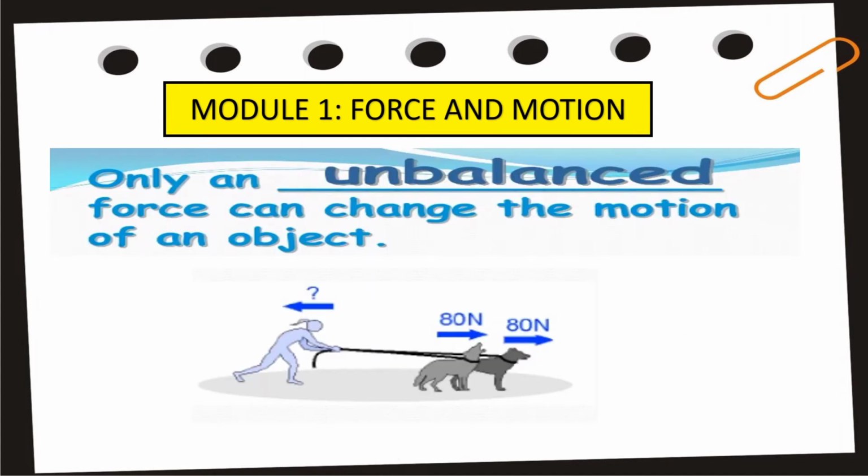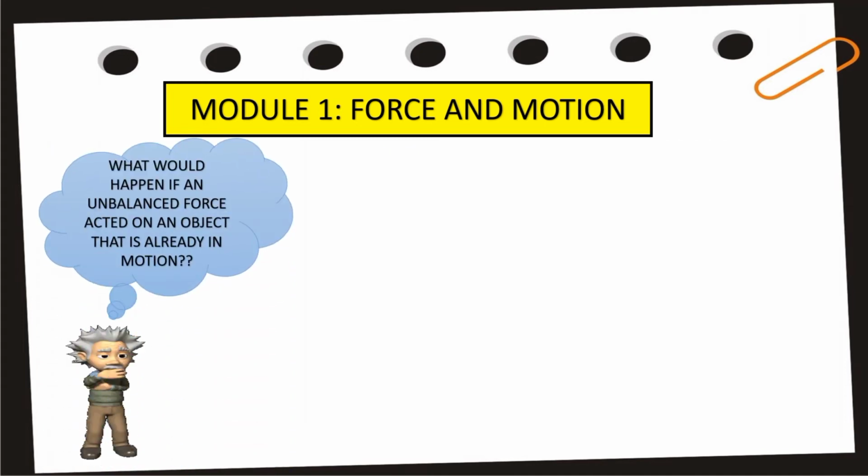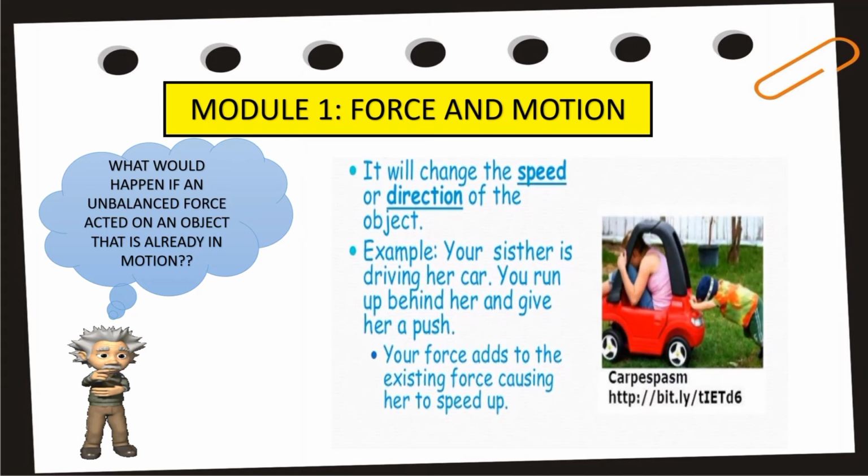Also, only an unbalanced force can change the motion of an object. For example, your dog can cause you to move if it pulls with enough force, because his force is greater than the force you're using to stay in place. What would happen if an unbalanced force acted on an object that is already in motion? Simply, it may result in a change of the speed or direction of the object.